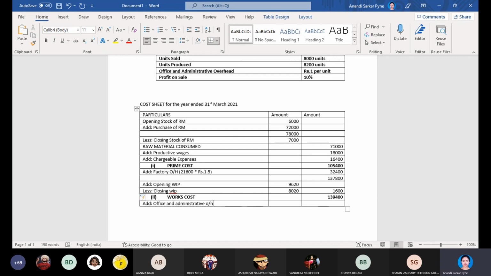After office comes selling. So office and administrative is rupee 1 per unit. Still, this is an expense you are bearing to create the product, which is rupee 1 per unit. And units produced is 8,200. So that will be 8,200. If you add this, you're getting the cost of production, which is 1,47,600.